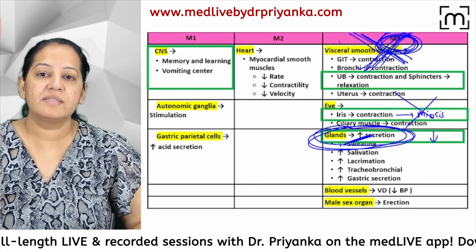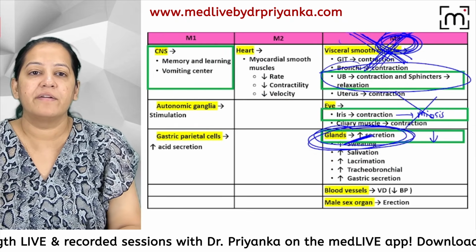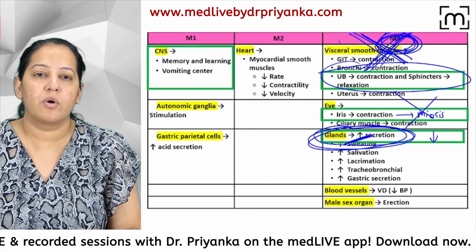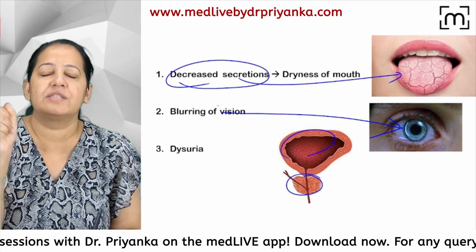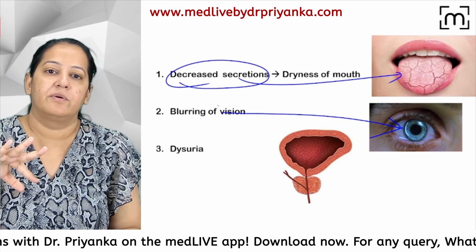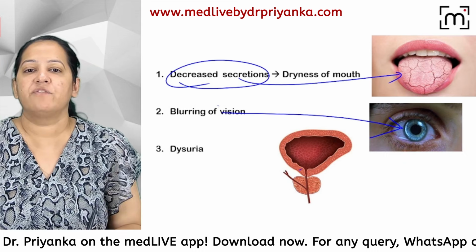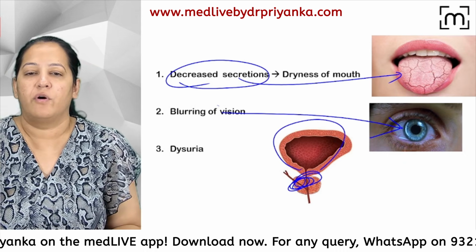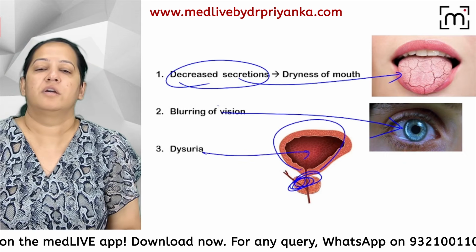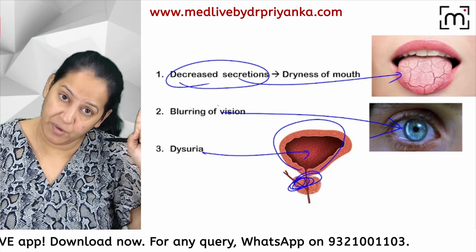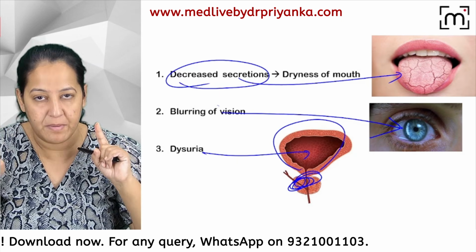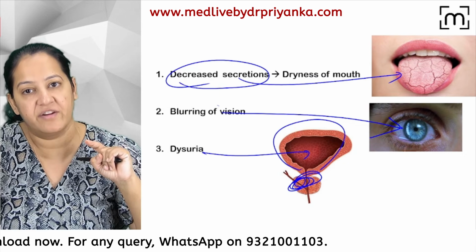What does acetylcholine do on the urinary bladder? It causes contraction of the bladder and relaxation of the sphincter. Here the reverse will happen, because it is blocking. So relaxation of the bladder and contraction of the sphincter. So urinary retention will happen. All the properties of an anticholinergic will happen here: dryness of the mouth, blurring of vision, urinary retention.